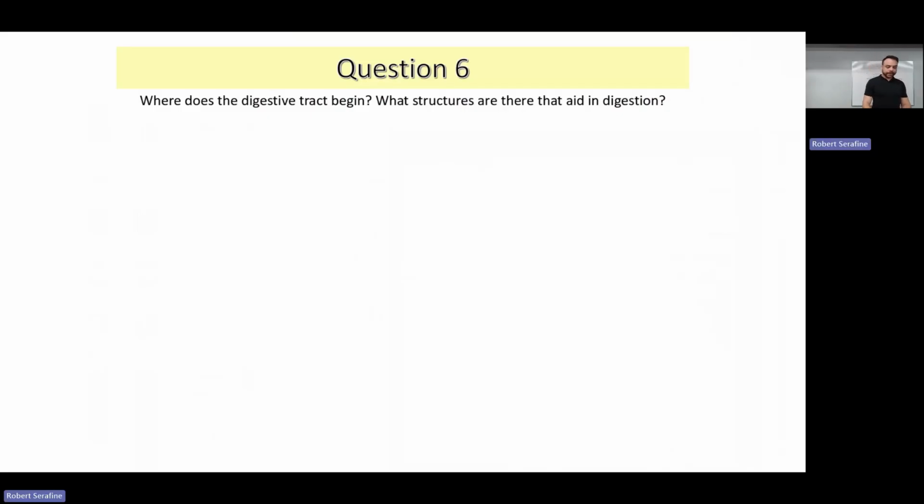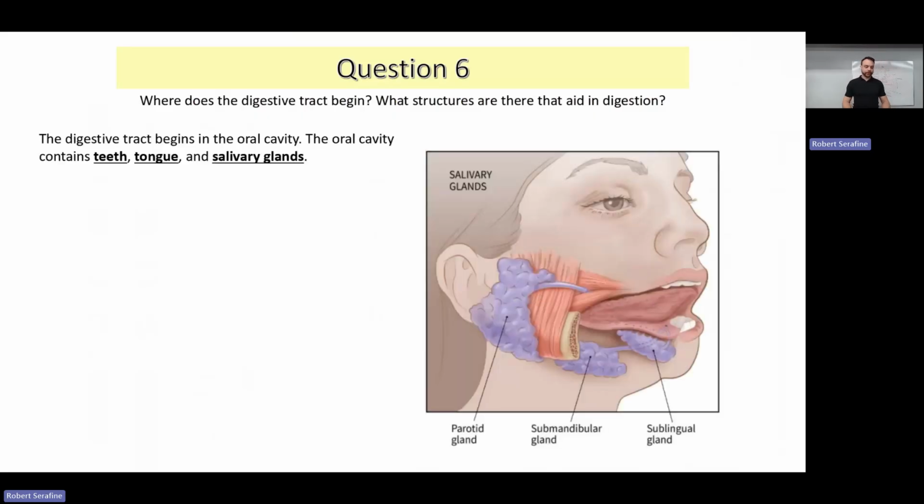So now we're actually going to break into the flow of food through the digestive tract and look at the various structures that help with digestion. So our first section of the digestive tract, of course, is the oral cavity, aka our mouths. And of course, we have teeth, as well as our tongue and the salivary glands.